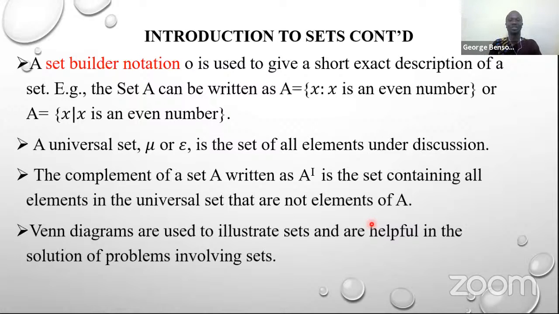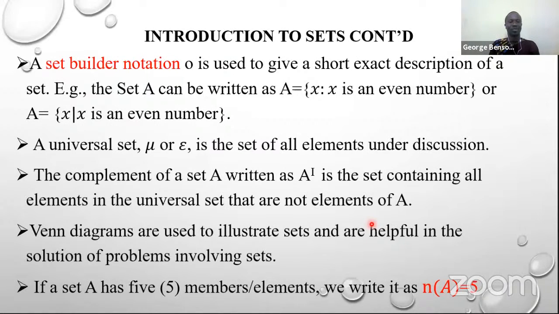Also, in working with sets, we normally use what we call Venn diagrams to illustrate sets. Venn diagrams are used mostly to illustrate sets, especially in cases where we are doing two or three set problems. We normally use Venn diagrams to describe our sets.